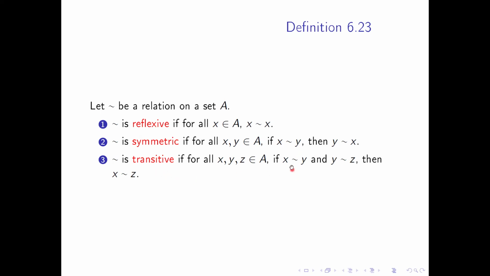Finally, transitive is if X is related to Y and Y is related to Z, then X is related to Z. And these, by the way, are properties that you've already used before in different things and operations, and you actually did this a little bit as a child. You just don't realize you were doing it.